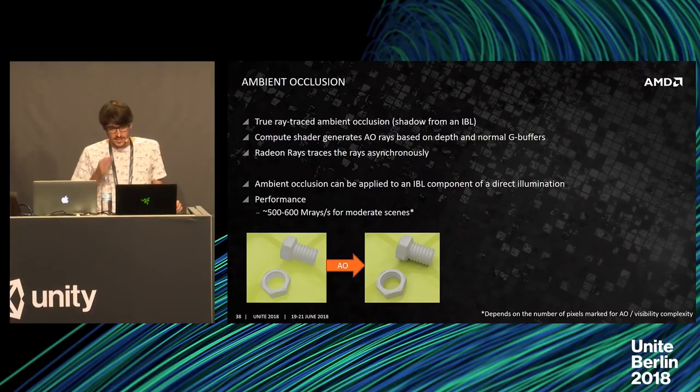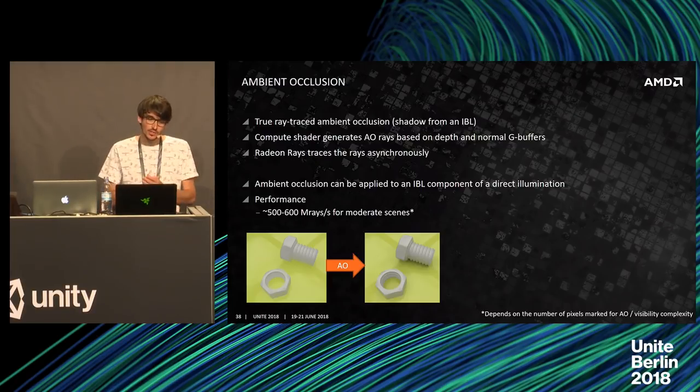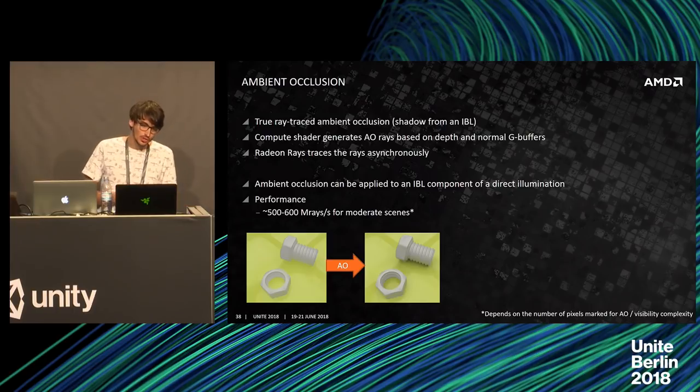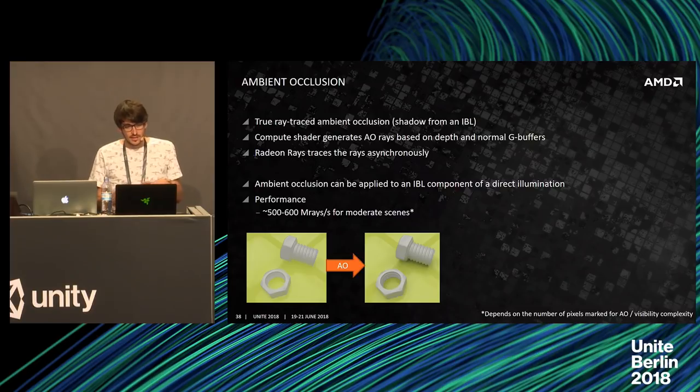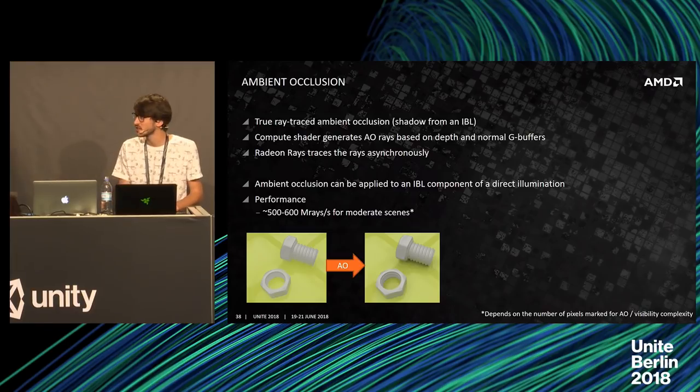The first effect we implemented is ambient occlusion. This is true ray-traced ambient occlusion, which means it doesn't suffer from typical artifacts that real-time techniques usually exhibit. You can apply this ambient occlusion effect to the direct illumination component of an image-based lighting, and because it's ray traced, it won't suffer from missing thin objects and missing interactions. That's what we did on that image, and you can see it gives you a very nice contact soft shadow and makes the elements more grounded in the world.